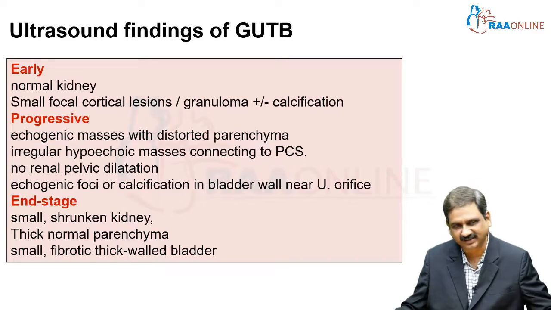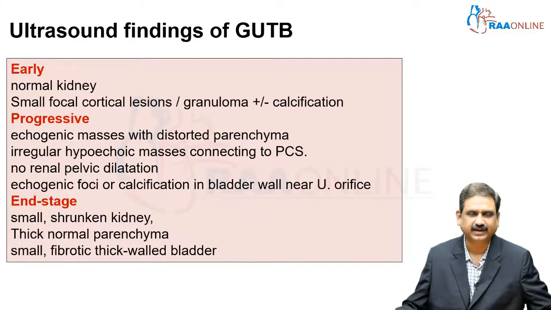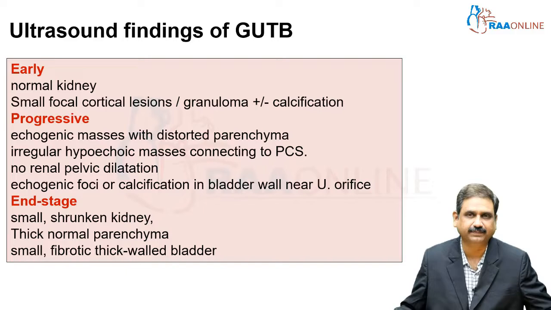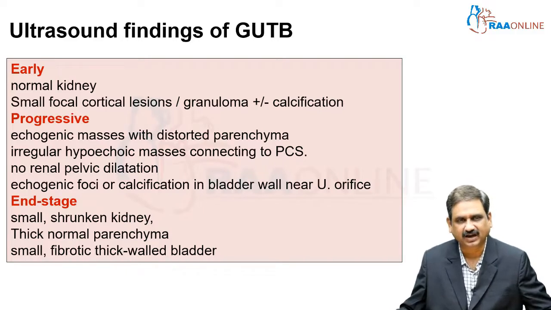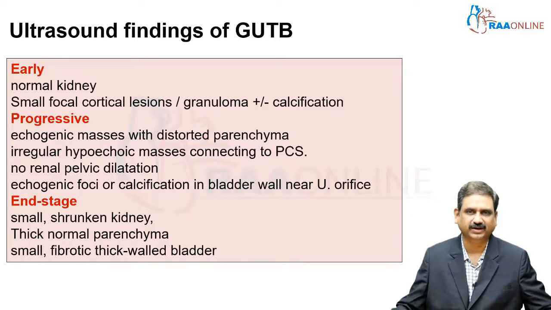The final one is end stage renal disease, where the kidneys become smaller, they become shrunken, and they have a thick renal parenchyma. The problem here is not thinning out. Renal tuberculosis will cause thickness of the parenchyma because of endarteritis obliterans of the interlobar vessels, and this will cause a shrunken kidney but a thick parenchyma, which is again a hallmark of renal tuberculosis. And patients with extensive bladder involvement may have a small fibrotic thick walled bladder as well.